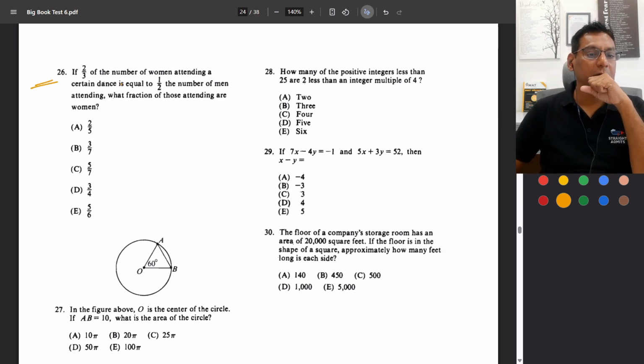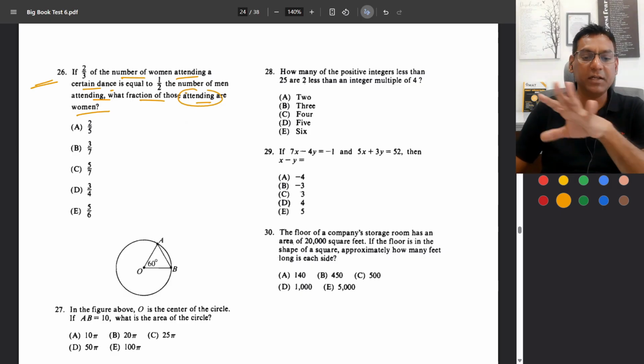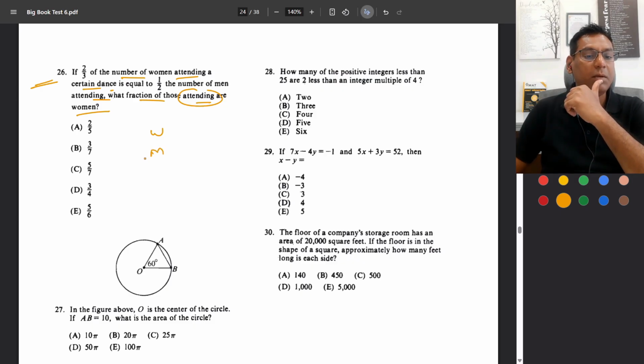If two-thirds of the number of women attending a certain dance is equal to one half of the men attending, what fraction of attending are women? Interesting. Everything is attending. So let's say there are W women and M men. I am supposed to find W by M plus W. Two-thirds of W is equal to half of M.